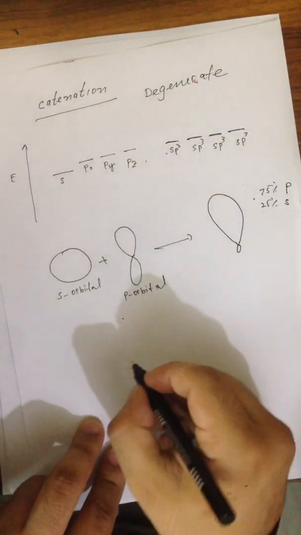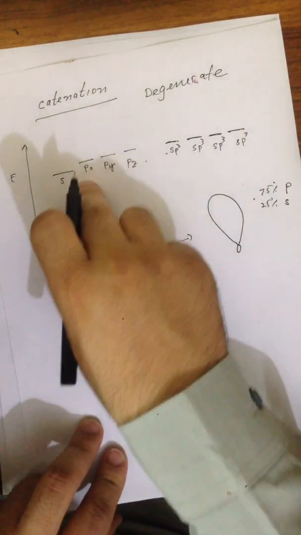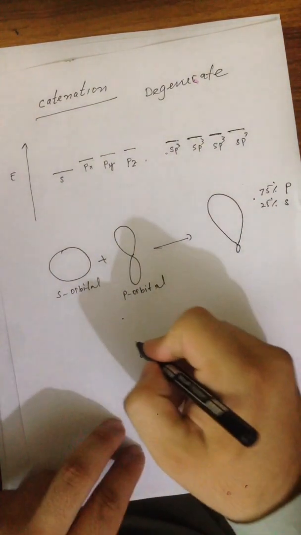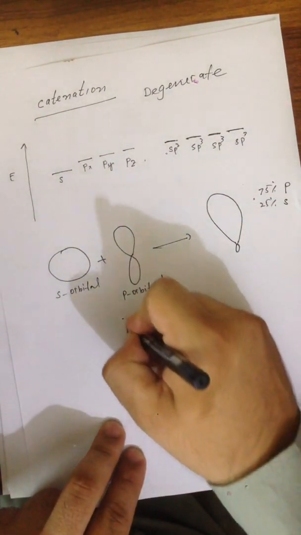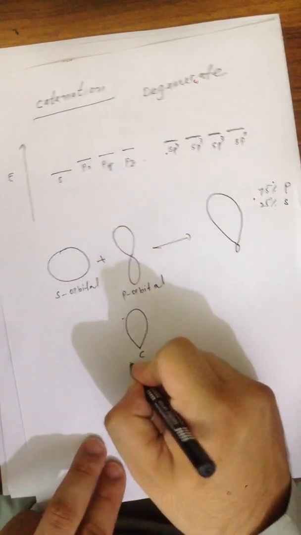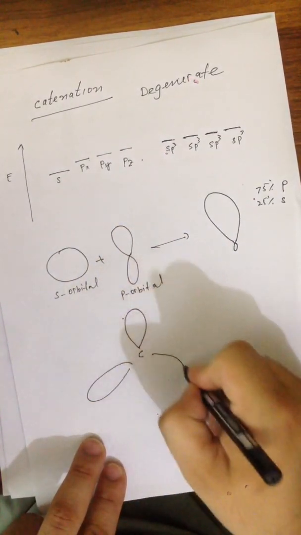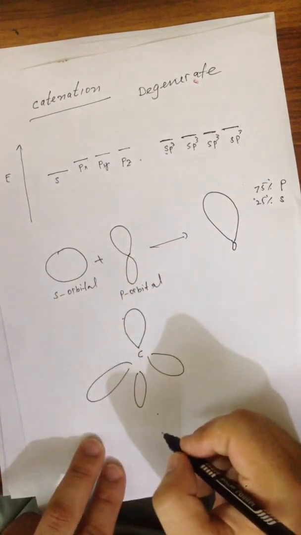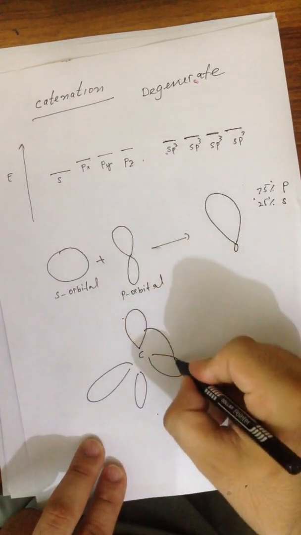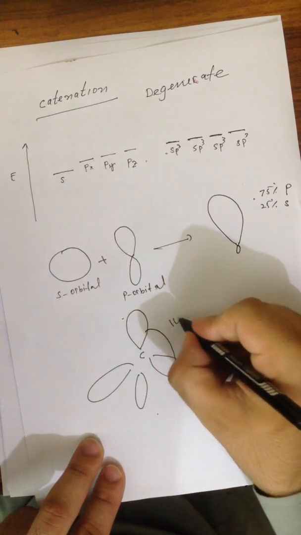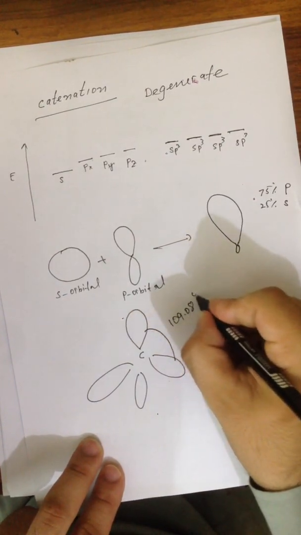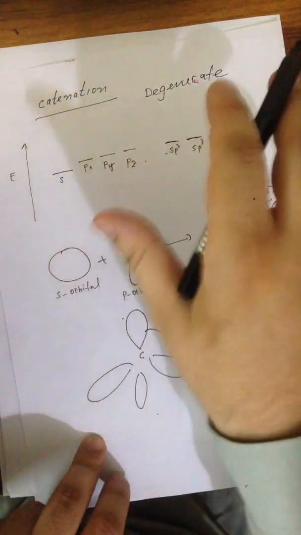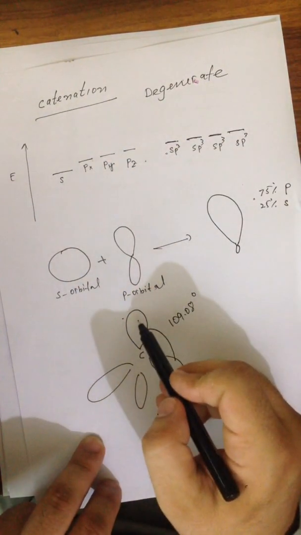What happens is that the carbon atom will undergo this hybridization, and it will give rise to 4 sp3 hybridized orbitals, which are arranged like this. The angle between these orbitals is 109.5 degrees. They arrange themselves along the corners of a tetrahedron.